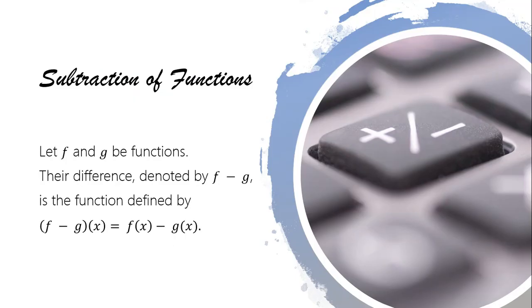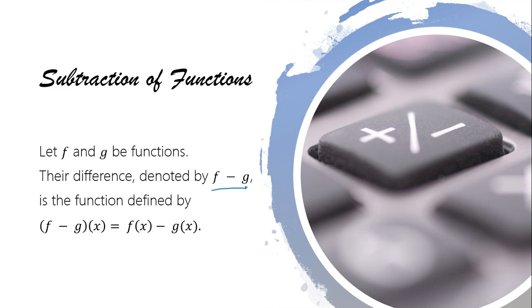We now have the second operation, subtraction of functions. Let f and g be functions. Their difference, denoted by the symbol f minus g, is the function defined by f minus g of x equals f of x minus g of x.